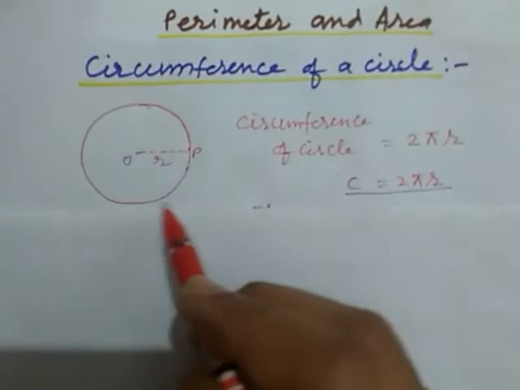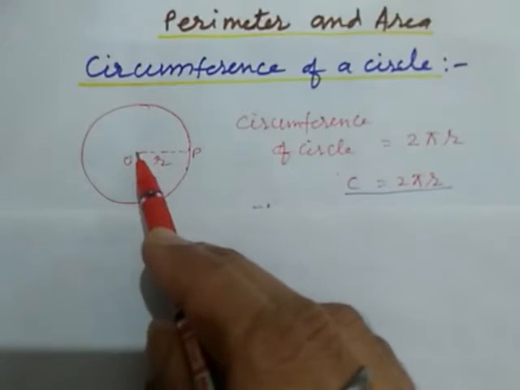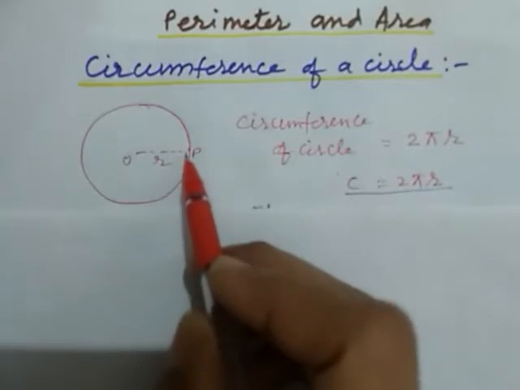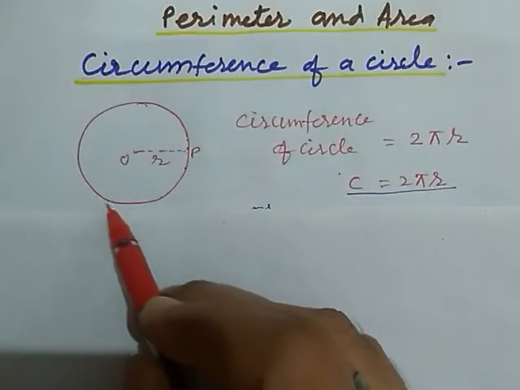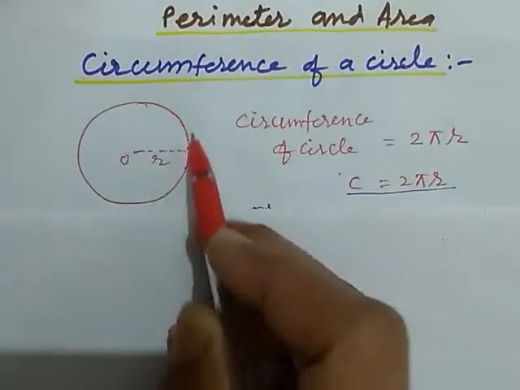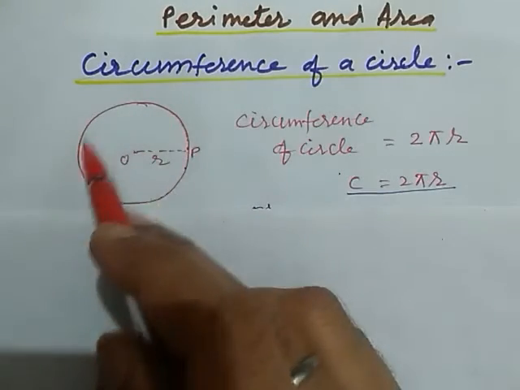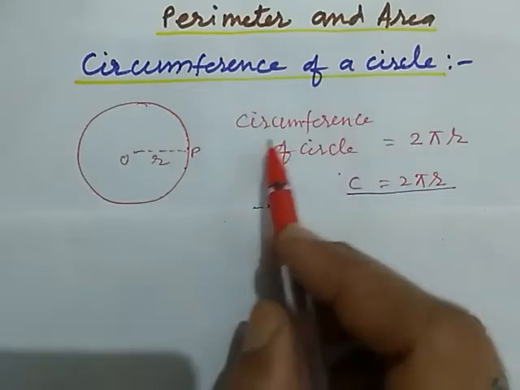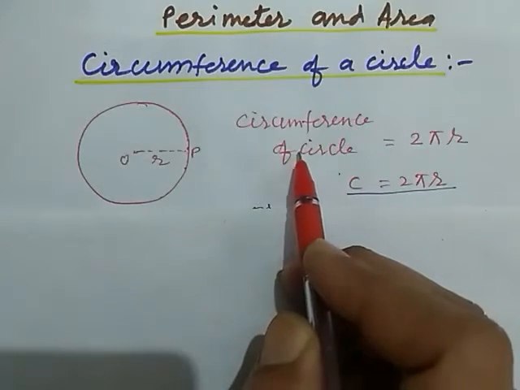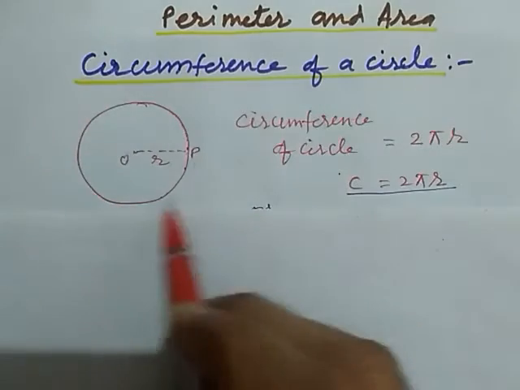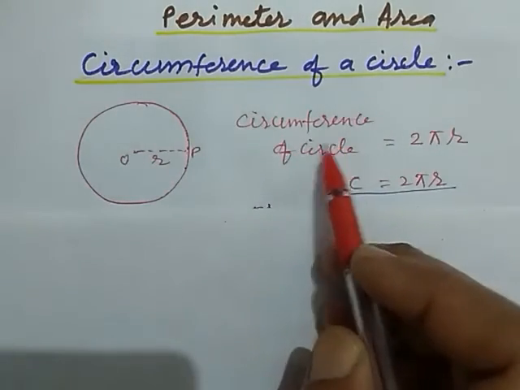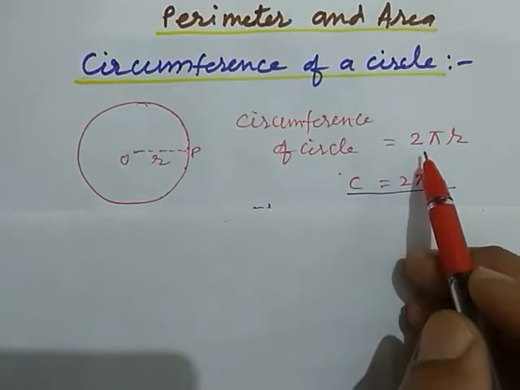This is our circle. This is the center of the circle and this is the radius. OP is the radius R. So what is the circumference of a circle? The sum of boundaries of the circle is known as circumference. So the circumference of a circle is nothing else, it is the perimeter of the circle, that is, the sum of boundaries.